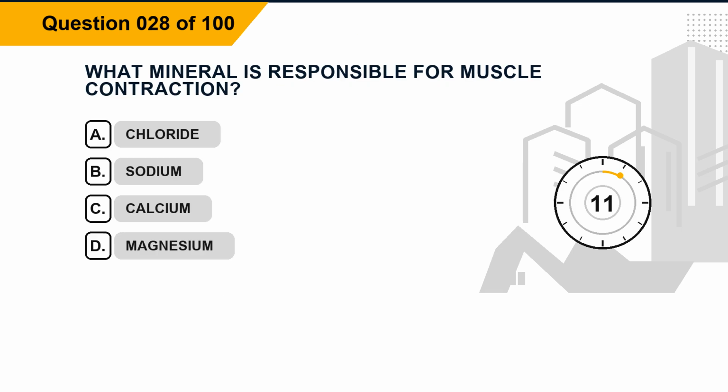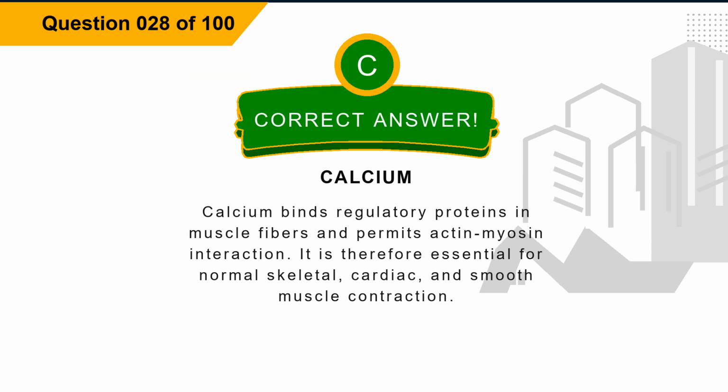Question 28. What mineral is responsible for muscle contraction? Option A, chloride. Option B, sodium. Option C, calcium. Option D, magnesium. The correct answer is option C, calcium. Explanation: calcium binds regulatory proteins in muscle fibers and permits actin-myosin interaction. It is therefore essential for normal skeletal, cardiac, and smooth muscle contraction.